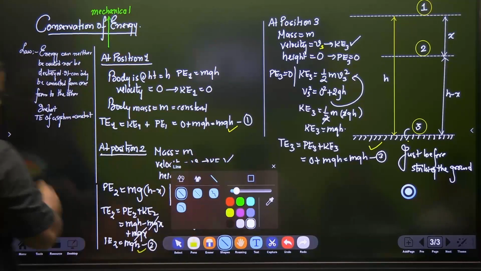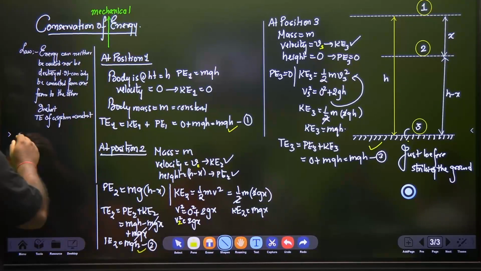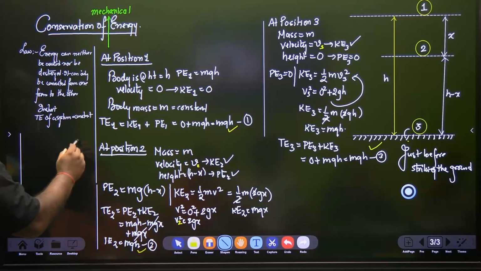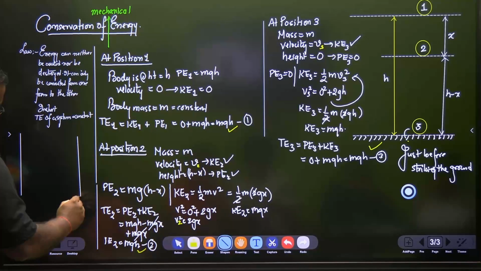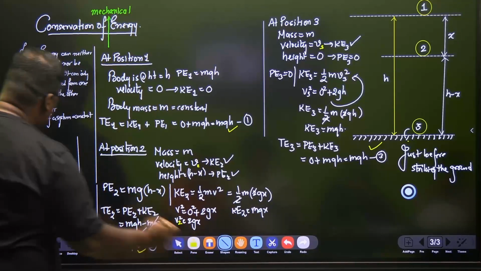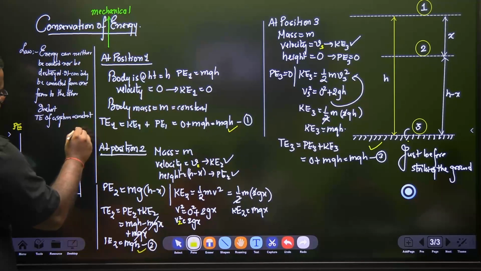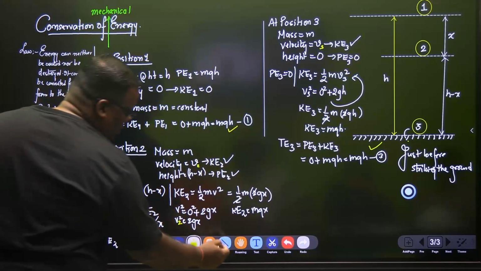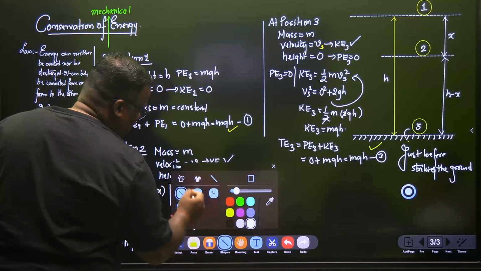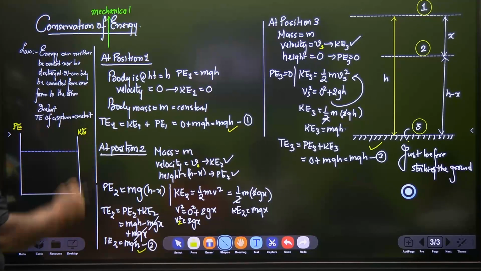Just for your understanding purpose, if you try to map it, something like this. Let's say this is a double index graph, okay? On this side, I say that this is the PE and this is the KE. Total energy always remains constant. So the total energy would be something here. This much is the total energy.